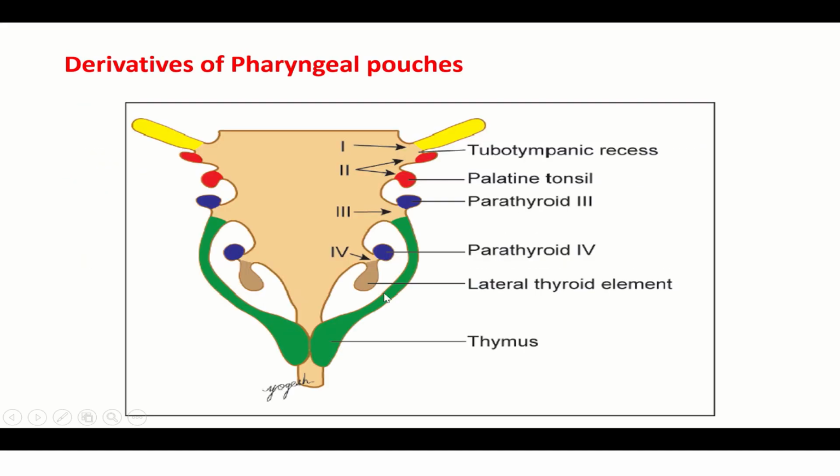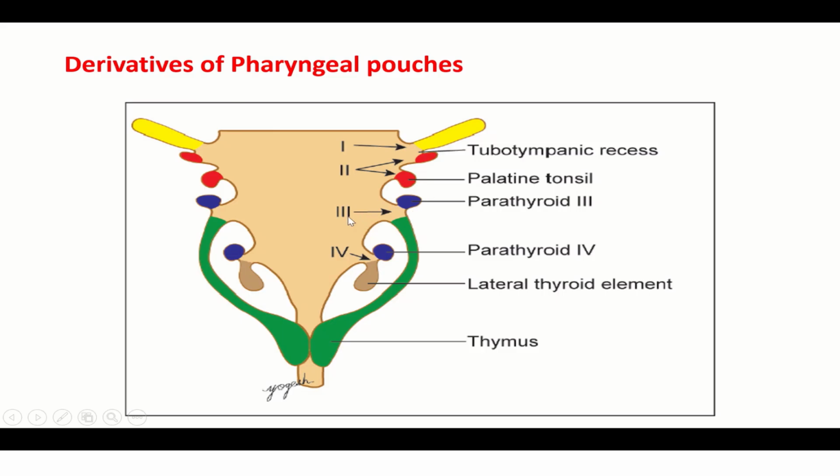Now, before going to the development of the thyroid gland, parathyroid gland, and palatine tonsil, let us review the development of the pharyngeal pouches. You can see this is the first pouch. This will be the tubotympanic recess. Here you can see from the second pouch, the palatine tonsil. So this is the part contributing to the formation of the tubotympanic recess from the first pouch. And this is the part from the second pouch which contributes to the formation of the palatine tonsil.